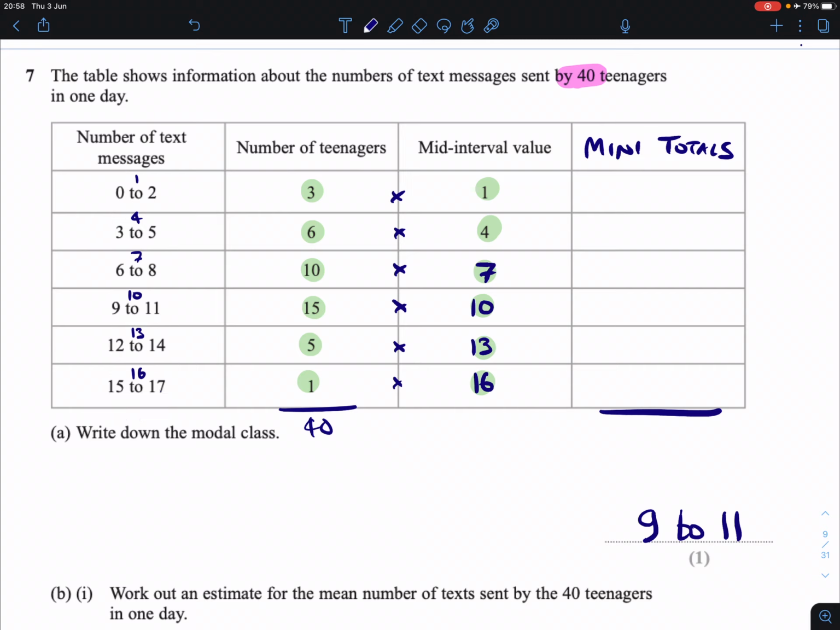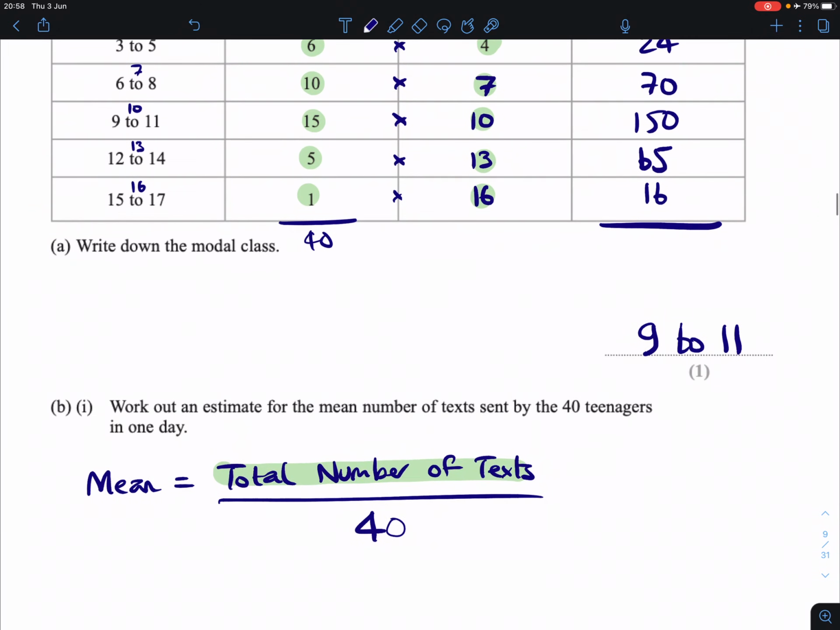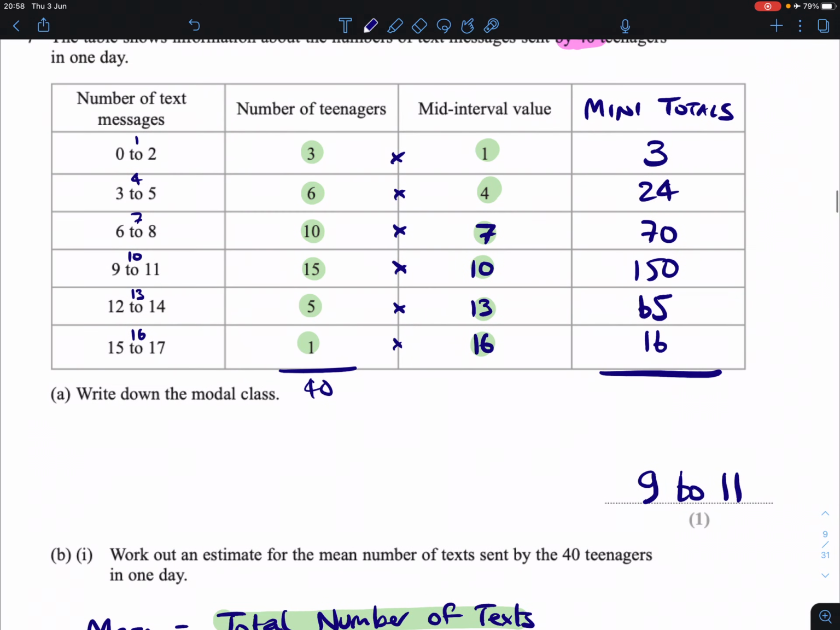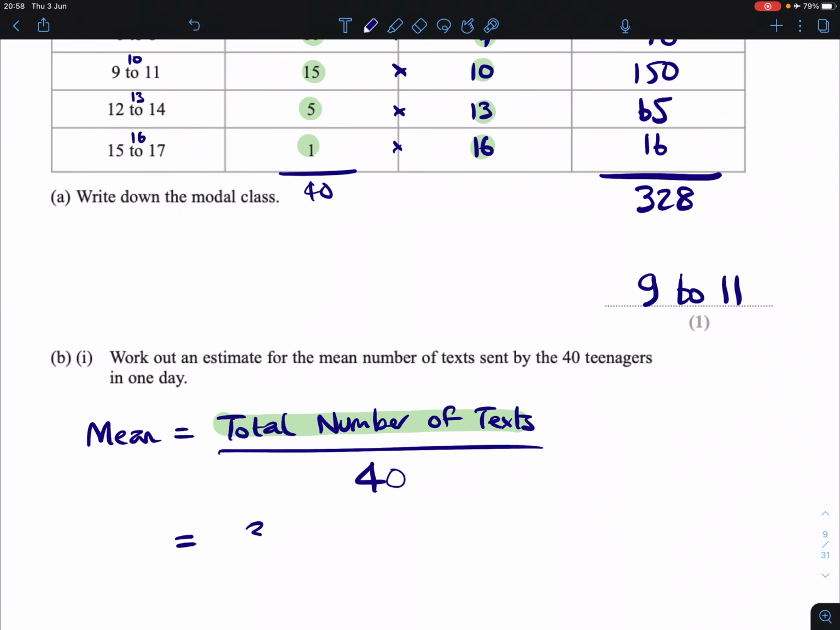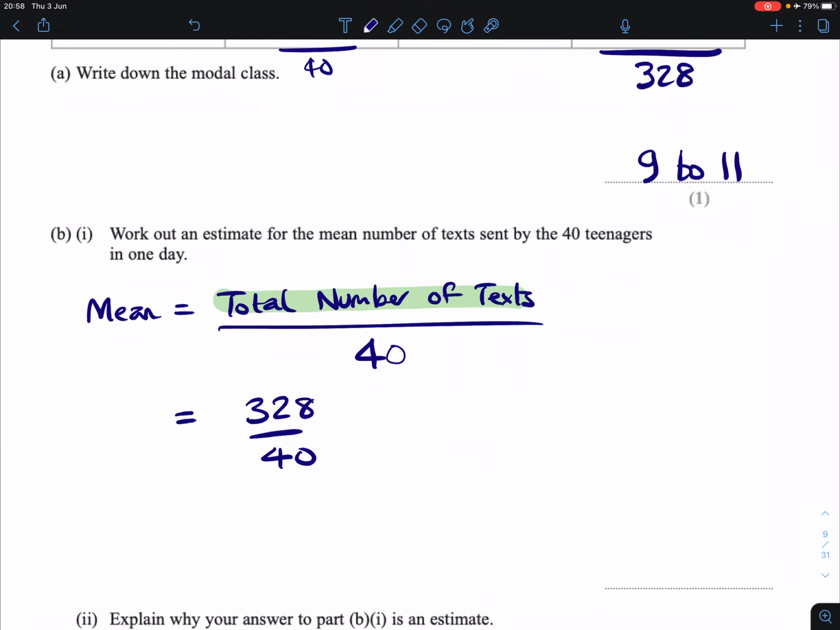Once we've done that, we do the multiples to figure out the totals. So 3 times 1, 6 times 4, 10 times 7, 15 times 10, 5 times 13, and 1 times 16. If we add all of them up now, I haven't actually wrote down what they're all added together. 3, 27, 97, 247, 307, 312, 328. And then we're going to do 328 divided by 40, which gives us 8.2.